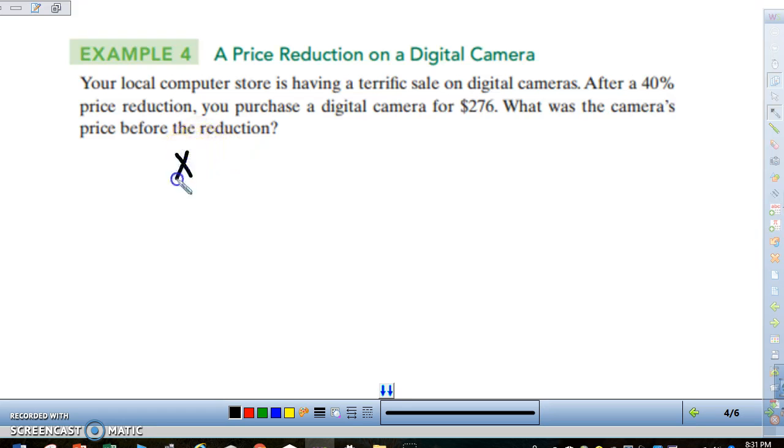So let's start by defining our variable. This time, let's let X represent the original price of the camera.